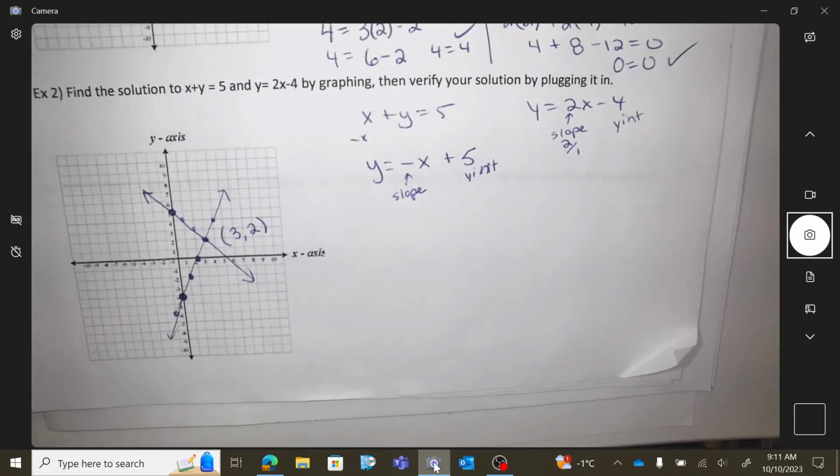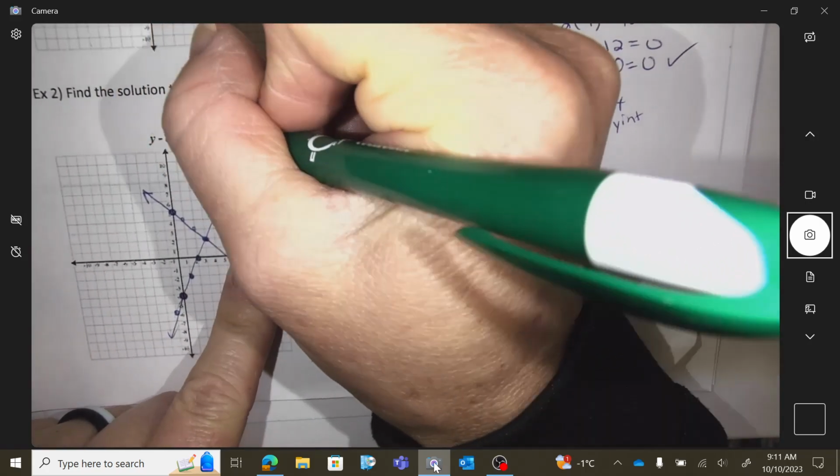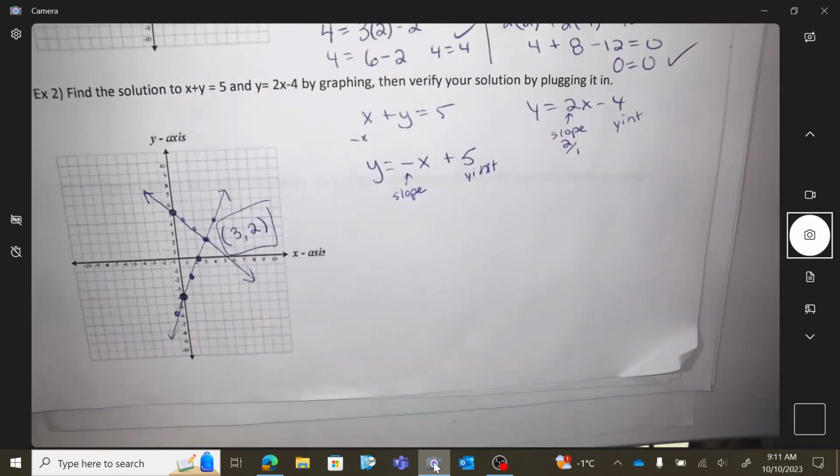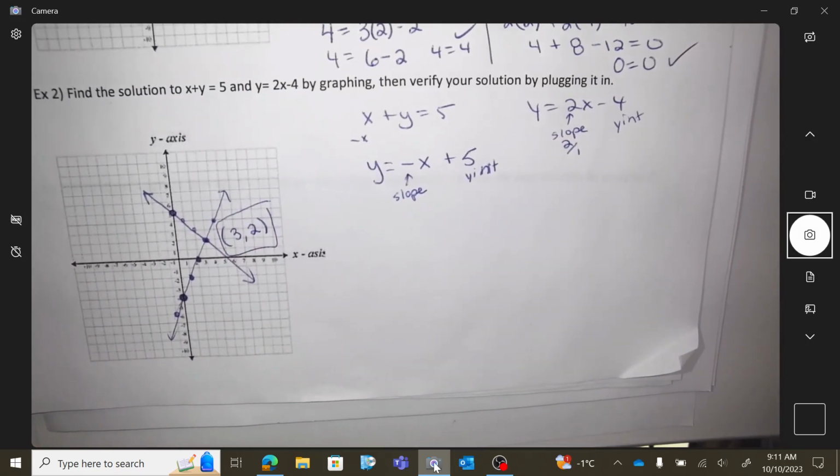And then the solution would be the coordinate of the intersection. So when I say what is the answer, your answer should be 3, 2 as an answer to this.